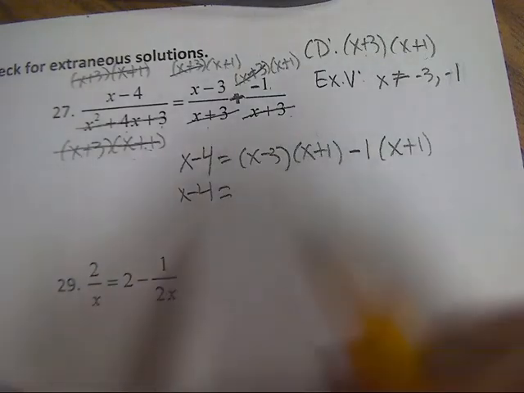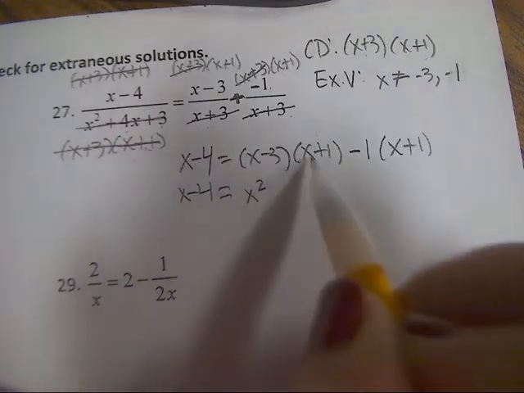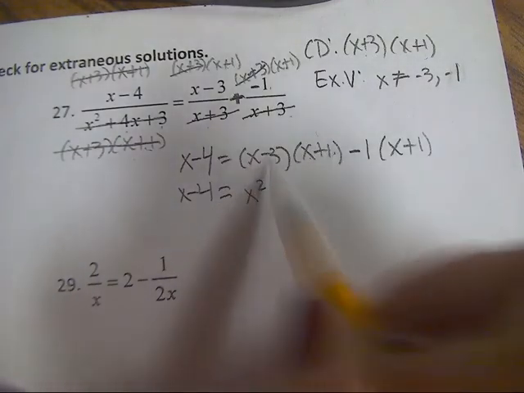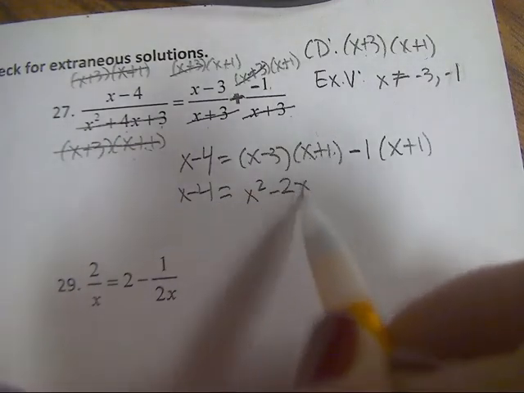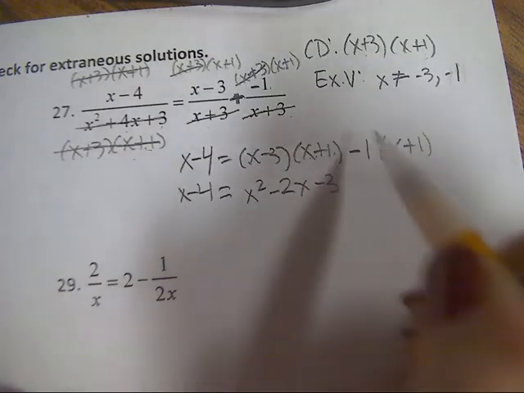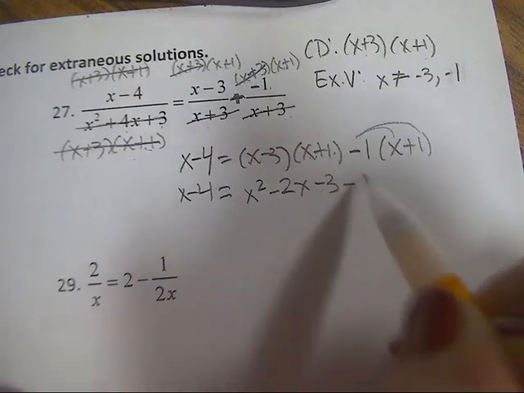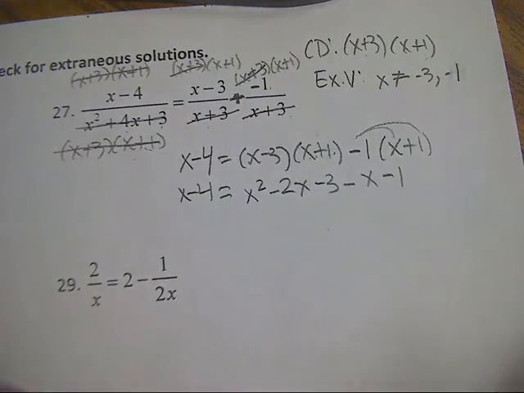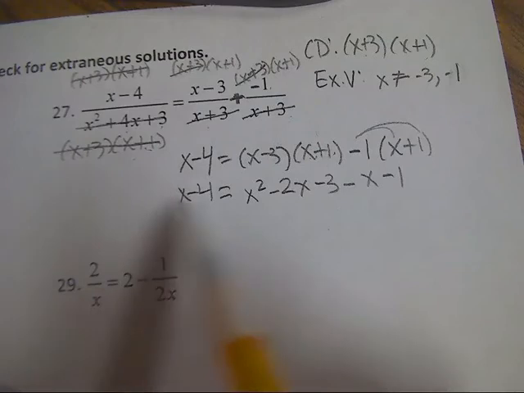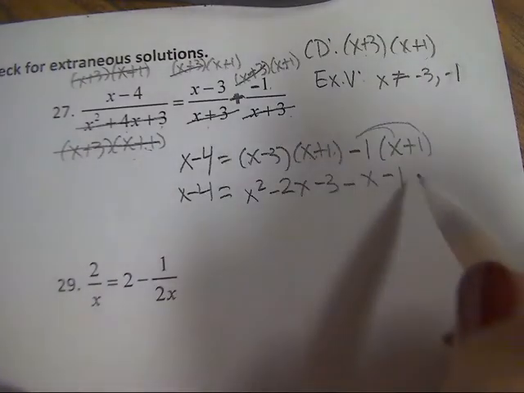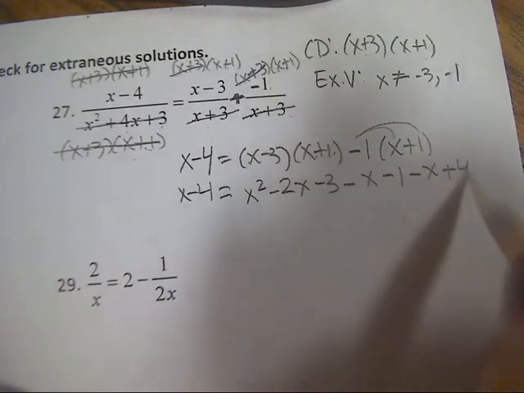We have to FOIL this out. This is going to give me x squared, right? And then 1 minus 3 gives me negative 2, minus 3. And then minus x minus 1. Okay, a lot's happening. Let's bring all of this over here. So I'm going to subtract x and add 4.